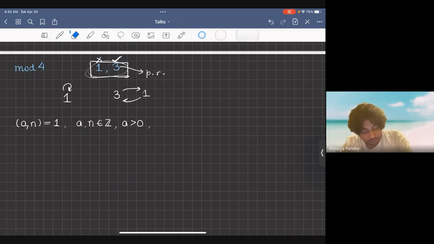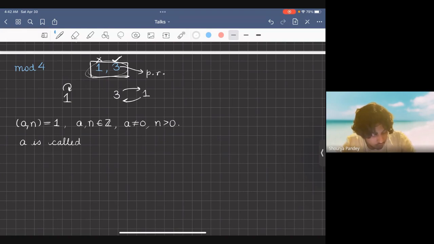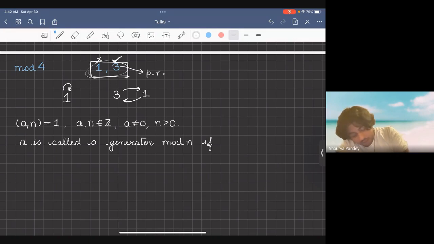Sorry, n more than 0. Okay, let's take a not equal to 0 and n more than 0. a is called a generator or a primitive root. I usually use generator. Most books use primitive root, but I just like the word generator. It sounds fancy. a is called a generator mod n if the order of a mod n is actually phi of n.